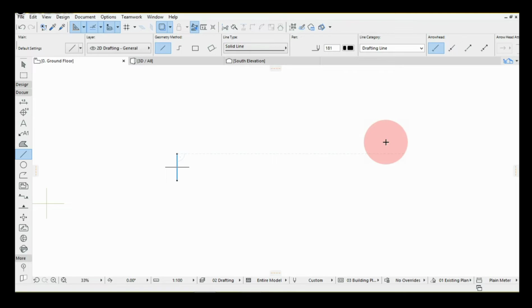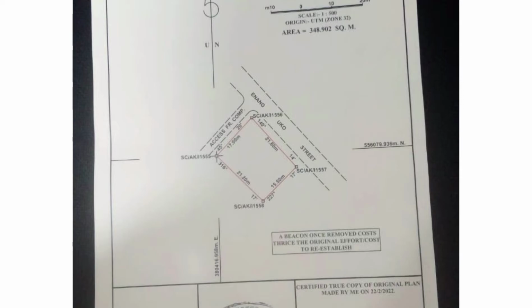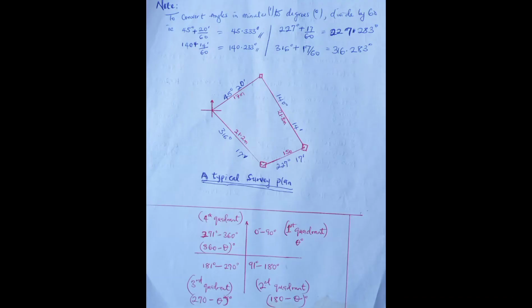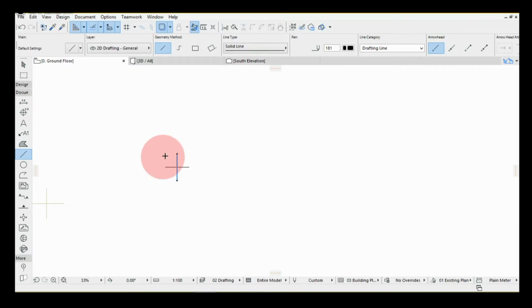Here are the steps. First, get the survey plan ready. Second, draw a Cartesian plane. This is the Cartesian plane. Third, understand how to sort out the angles on each quadrant of the Cartesian plane. Remember, this is the first quadrant, this is the second quadrant, this is the third, and this is the fourth.